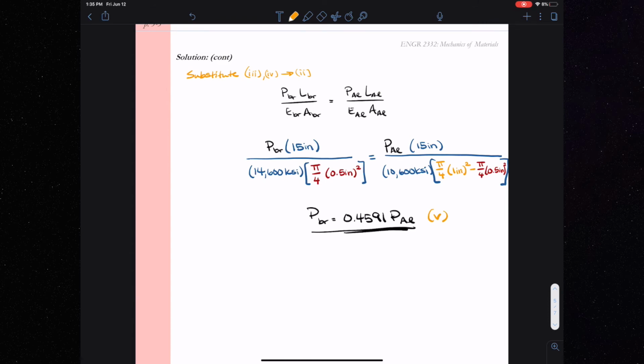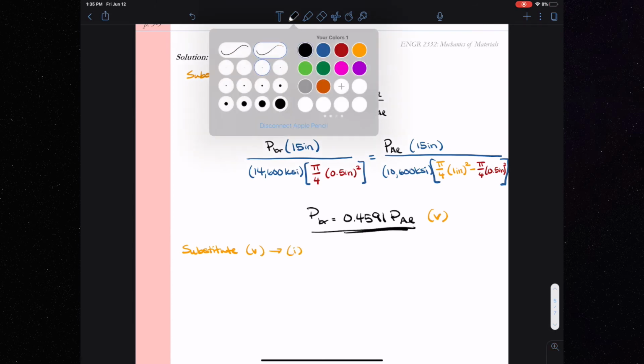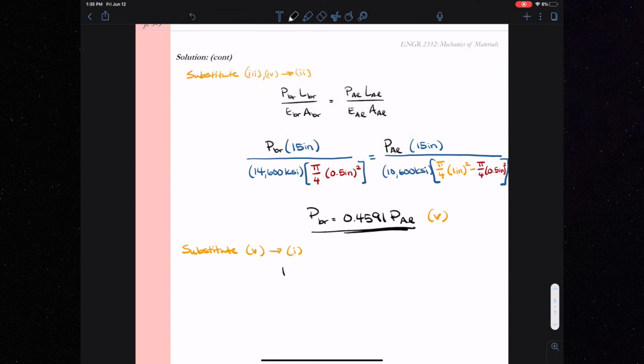And then I can use this in combination with equation 1, where I have a relationship that involves P aluminum and P brass, and ultimately I'll be able to solve for how much force is in both the aluminum shell and the brass core. From equation 1, we get that P brass plus P aluminum has to equal -8 kips. So plugging in my result from equation 5, I get 0.4591 P aluminum plus P aluminum equals -8 kips. So that means 1.4591 P aluminum equals negative 8 kips.